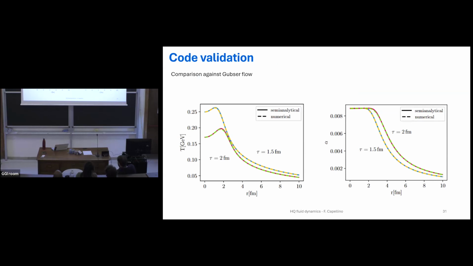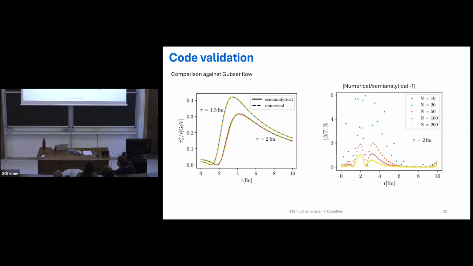What we did at the beginning was to validate our code with a semi-analytical solution, so with Gubser flow. On the left, you see at different times how the temperature evolves in the two setups, and also the chemical potential of the heavy quark to temperature ratio alpha. And from here, you cannot really tell the difference. And then we can also look at dissipative quantities. For example, here is the phi component of the shear stress tensor divided by the entropy density. And also here, by naked eye, you cannot really tell the difference between these two.